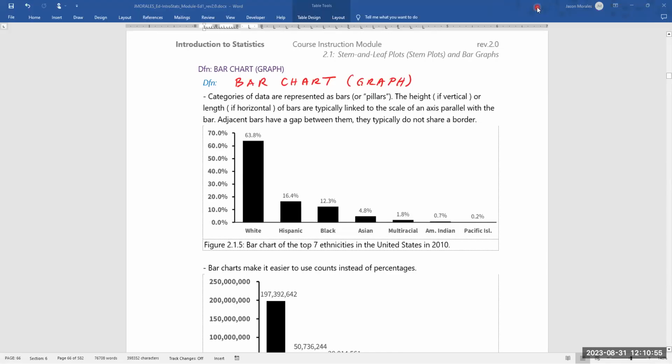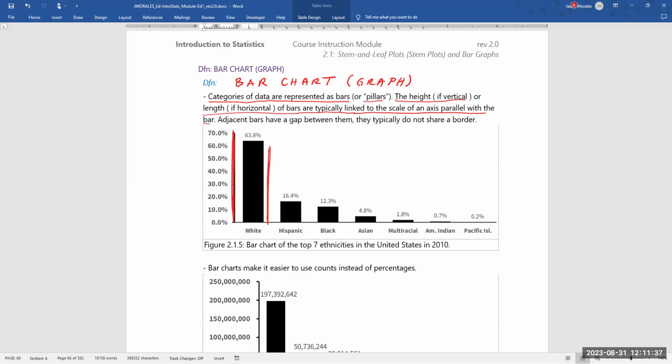We are still on the topic of representing qualitative data in graphs. And so the next type of graph is a bar chart or a bar graph. A bar chart is used where categories of data are represented as bars or pillars. The height or length of bars are typically linked to the scale of an axis parallel with the bar. So what that means is the height of this bar is related to this vertical axis next to it.